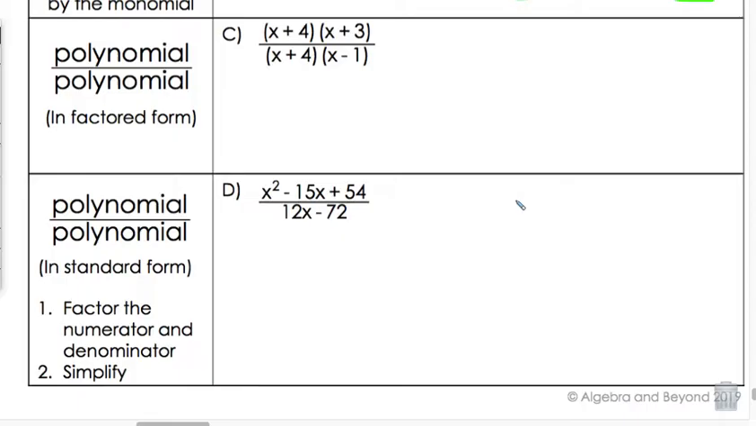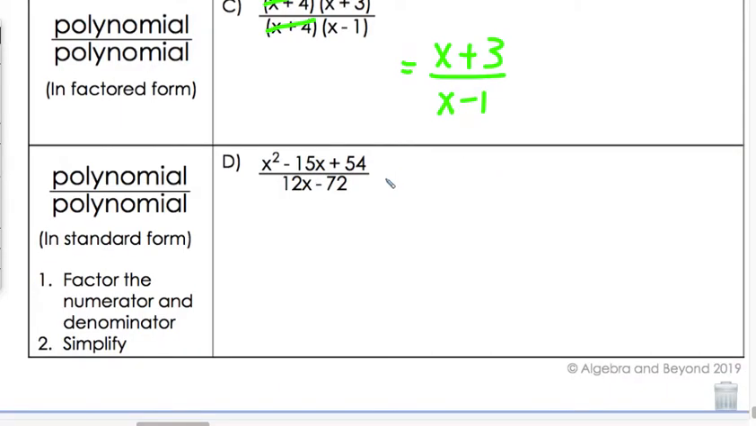Okay, let's continue. A polynomial divided by a polynomial, and it's already in factored form, which is great. And remember what we said: when we had y squared divided by y squared, anything divided by itself is going to give me 1. So if you look at this, I can see that I have x plus 4 in the numerator and x plus 4 in the denominator. So anything divided by itself is going to be 1. So my simplified answer is just going to be x plus 3 over x minus 1.